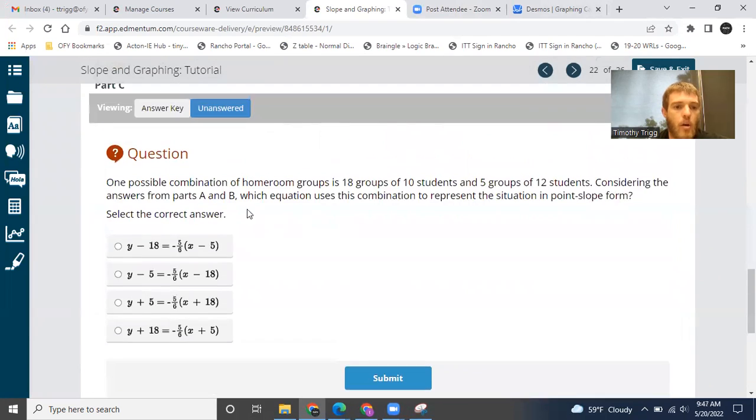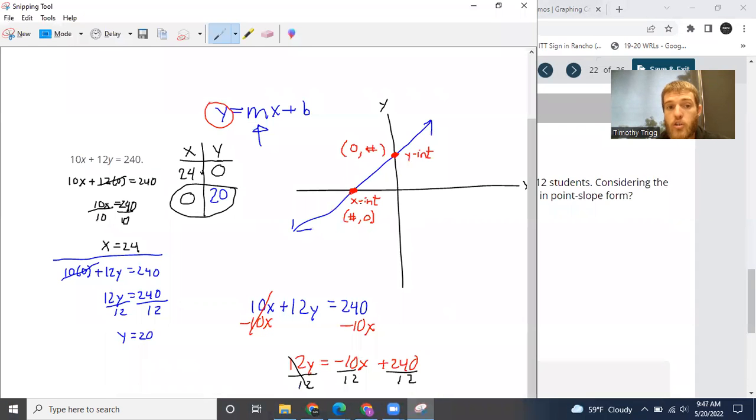Now, one possible combination of homeroom groups is 18 groups of 10 students and 5 groups of 12 students. Considering the answers from part A and B, which equation uses this combination to represent the situation in point slope form? Okay, so the main form I mostly want you to know is this form right here, y equals mx plus b.